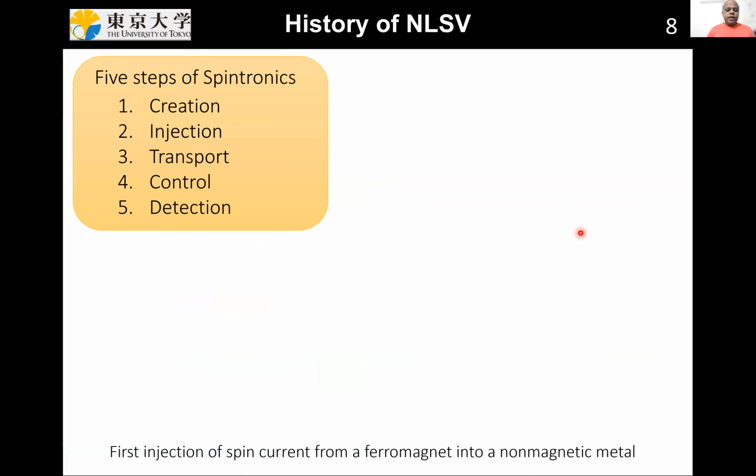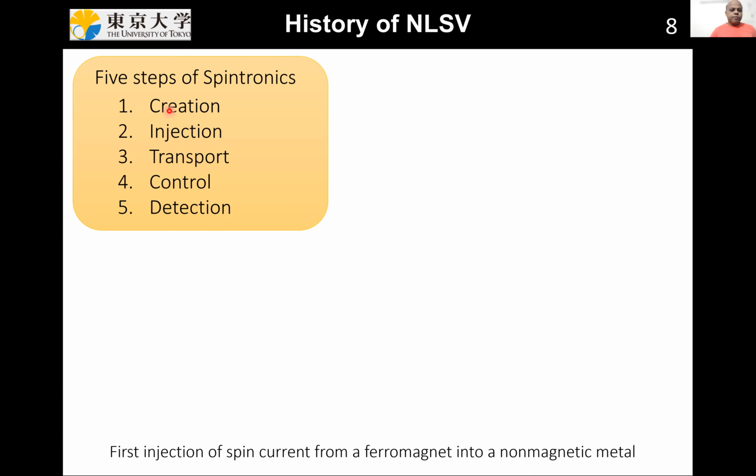Now let me say a little bit about the history of this non-local spin valve device, how it was discovered, and what the present status of this area is. As we know, spintronics has five different steps: you have to create the spin current, inject the spin current, transport the spin current, control it during the transport, and at the end detect it.